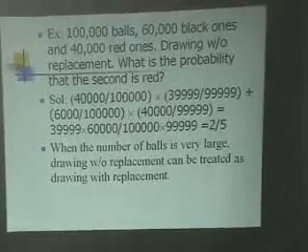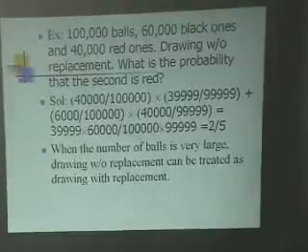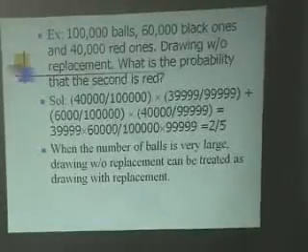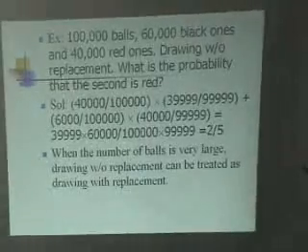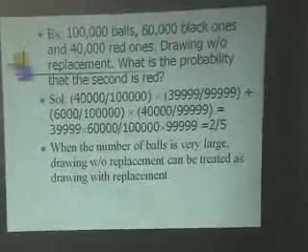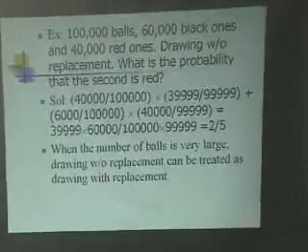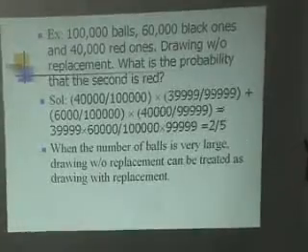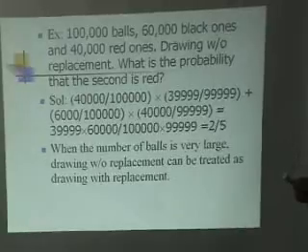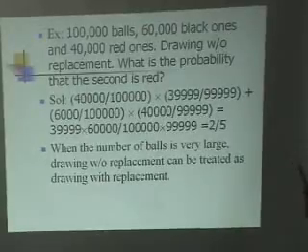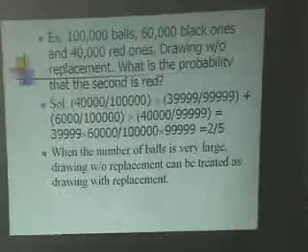We are talking about the second one being red, okay? But what about the first one? The first one can be red, and then the second one is red. And the first one can be black, and the second one is red. So you have these two kinds of probability, right?